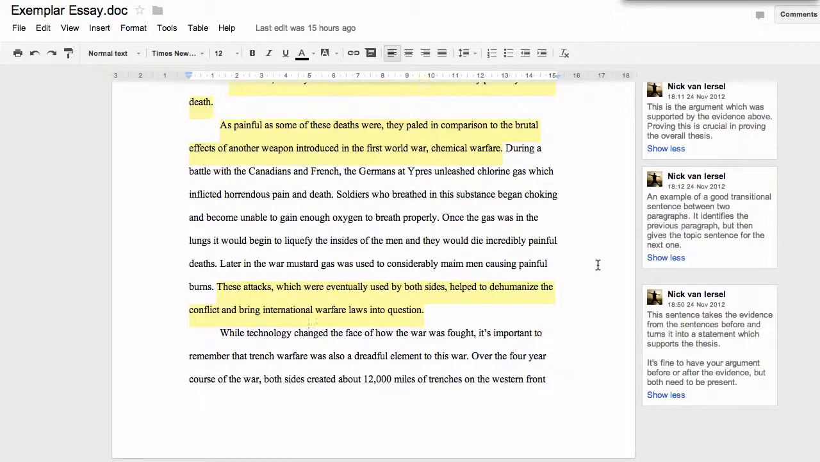Look to have between 6 and 8. And try to remember that you want to build into your facts, you want to provide the facts, and then you want to give the significance of the facts.